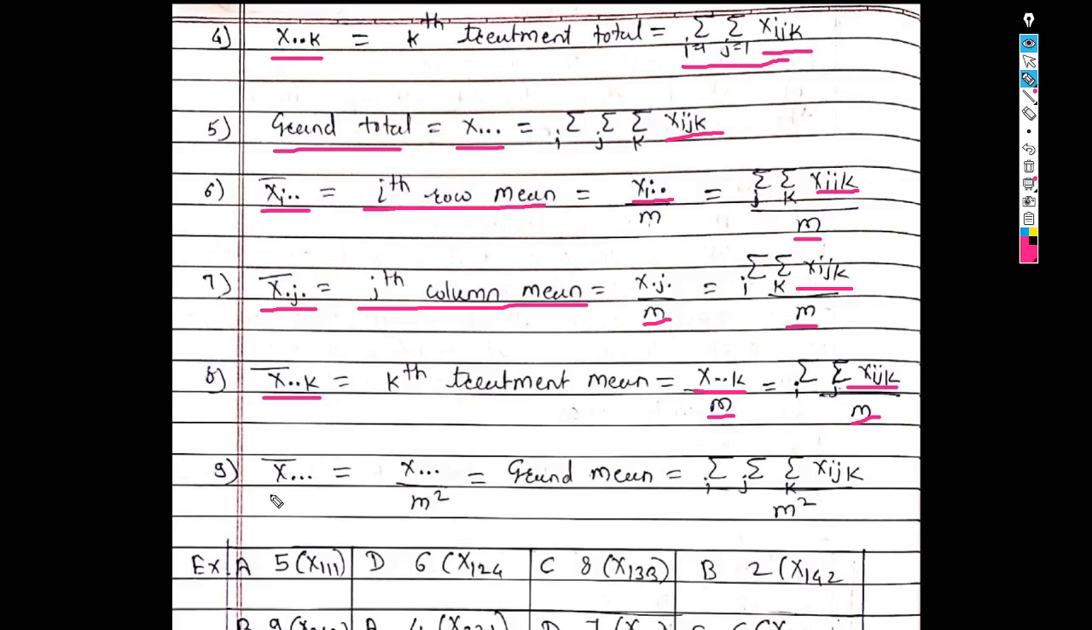Similarly, we get the grand mean. It is denoted by x̄_..., and it is defined as x_... upon m square, meaning the total number of observations. So when we consider m number of treatments, then we get m square experimental units. So the total number of observations is m square. It can be defined as summation over i, summation over j, summation over k, x_ijk upon the total number of observations, that is m square.